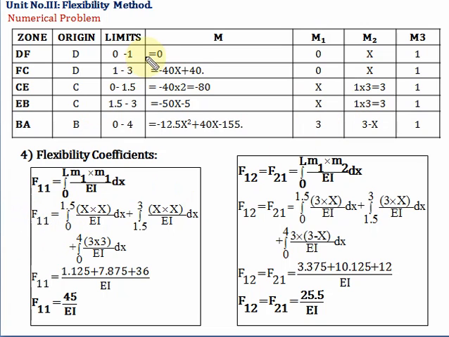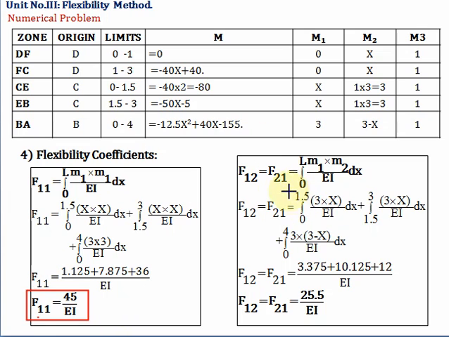So for the first zone DF, the value of m1 is 0. For FC again the value is 0. So for these two zones the value will be 0. Then for C the limit is 0 to 1.5, so x into x upon EI, plus for EB again the limit is 1.5 to 3, again x into x. And for BA, the limit is 0 to 4, 3 into 3 upon EI into dx. If you solve this integration on the calculator, we get the final value of F11 as 45 upon EI. So this is the value of F11.